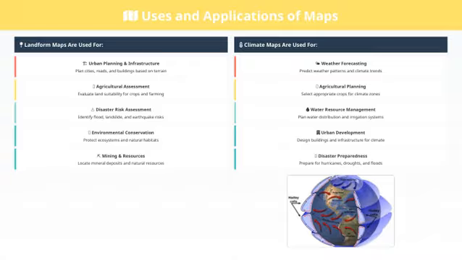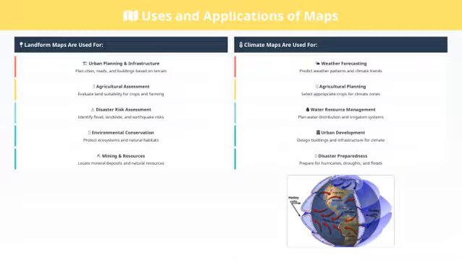In mining and resource extraction, maps help locate mineral deposits and natural resources, making exploration more efficient and less invasive. Now, moving on to climate maps, they play a crucial role in weather forecasting, allowing us to predict weather patterns and climate trends. This information is vital for many sectors, especially agriculture. Climate maps help us select the most suitable crops for specific climate zones, optimizing yields. Water resource management is another important application.